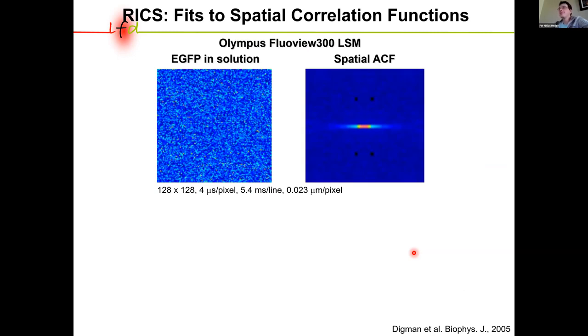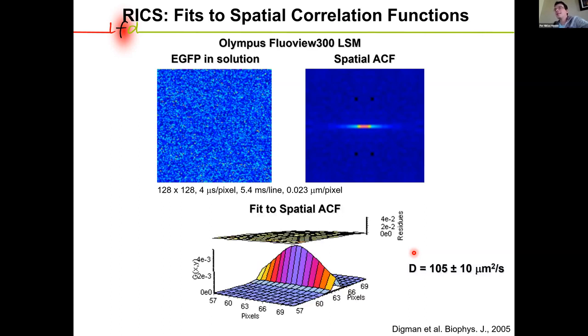So this is the resulting spatial autocorrelation function. And then if we fit the model for free diffusion to it, which you have seen on the previous slide, in this case we got about 100 micrometers squared per second, which corresponds well to the expected diffusion constant of eGFP in solution.